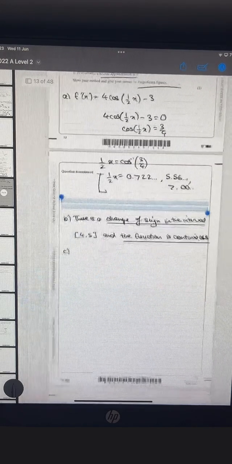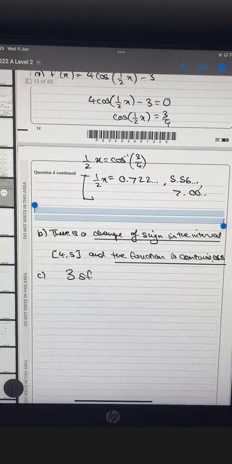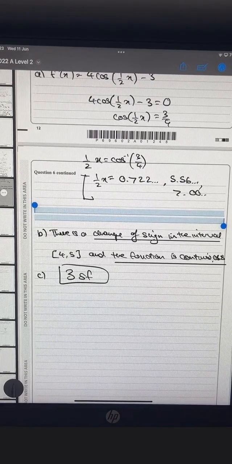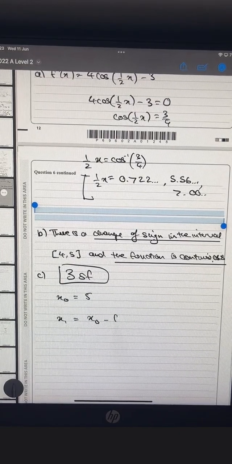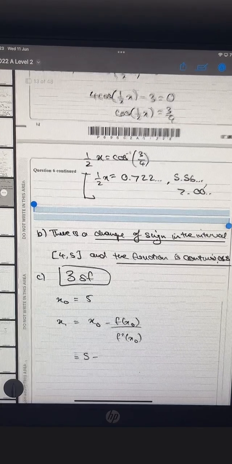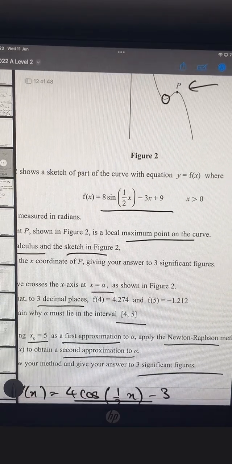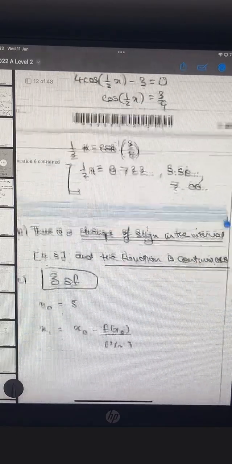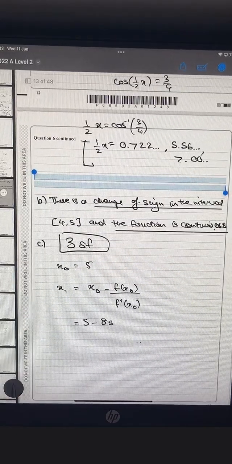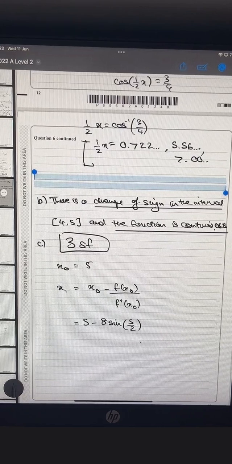Alright, so what I do straight away is at the top I put 3SF here so I don't forget. Okay, so x0 is equal to 5. So I'm going to write out the formula first. X1 is equal to x0 minus f of x0, so I'm subbing that into the function, over the derivative of the function. So x0 is 5 minus, and if I put in 5 into the function, well, my original function was this thing up here. So if I put in 5 there, I get 8 sine of 5 over 2 minus 15 plus 9. And that's over the derivative.